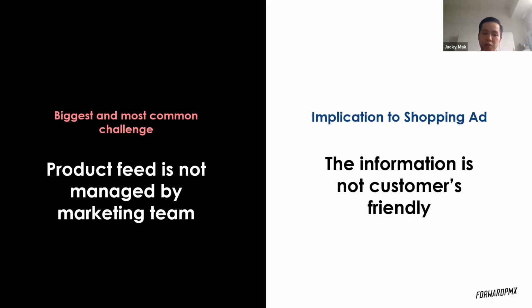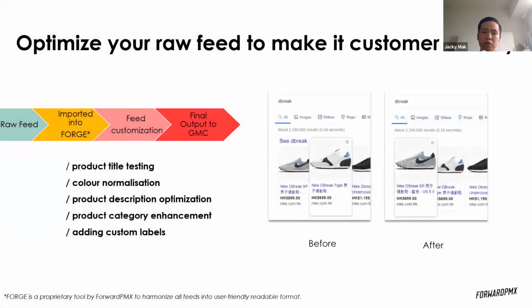Mostly it is built for their product inventory management, or used as a feed that they use internally. The implication for the shopping ad is that the information displayed to your potential customer is not that customer friendly. So the raw feed, as we call it, needs to be made customer friendly before you run your Google Shopping campaign.